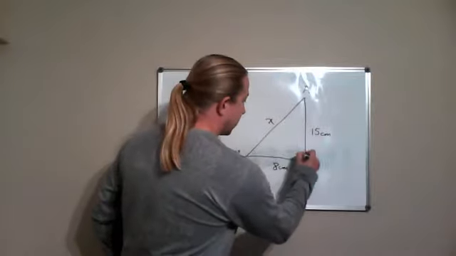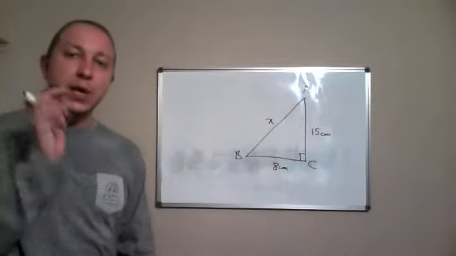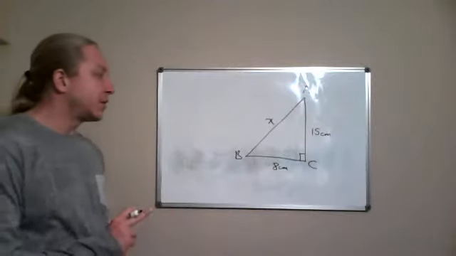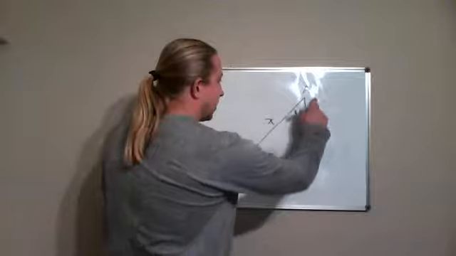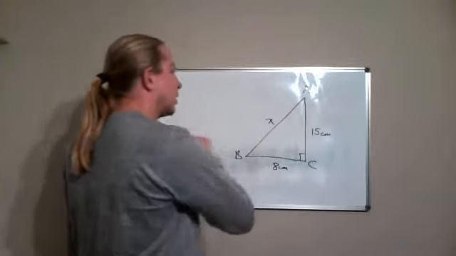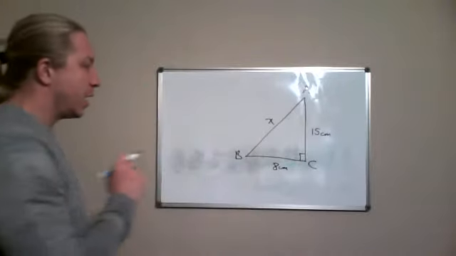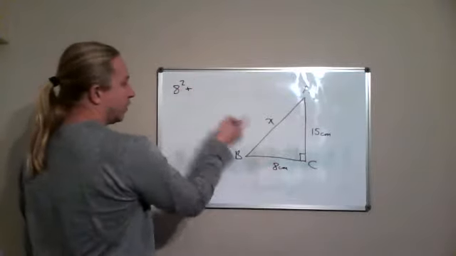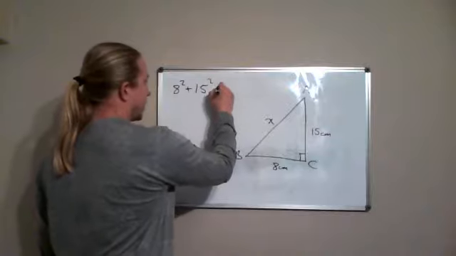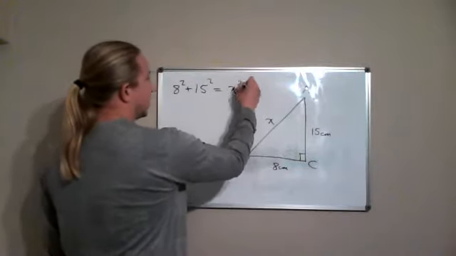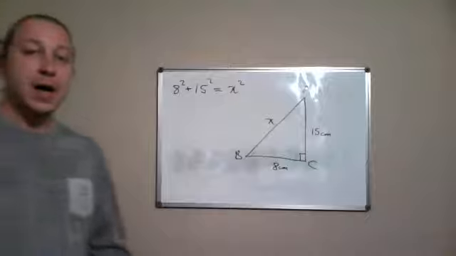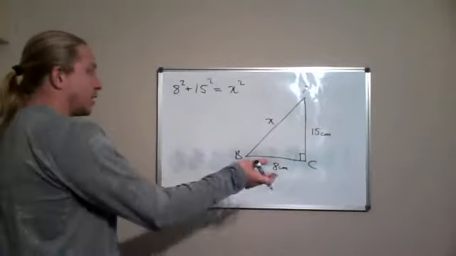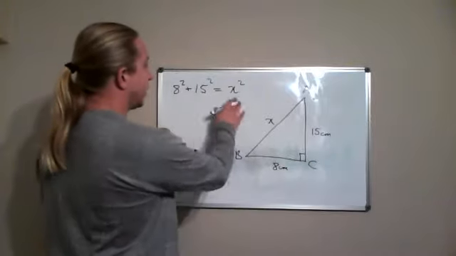They told us it's a right angle triangle, so that means we can use the result of Pythagoras. That's going to hold. So Pythagoras says that this side squared plus that side squared equals the longest side squared. So 8 squared plus 15 squared must equal x squared. See, there's our equation. And now all we're going to do is try to solve this for x. Numbers to one side, x's to the other.